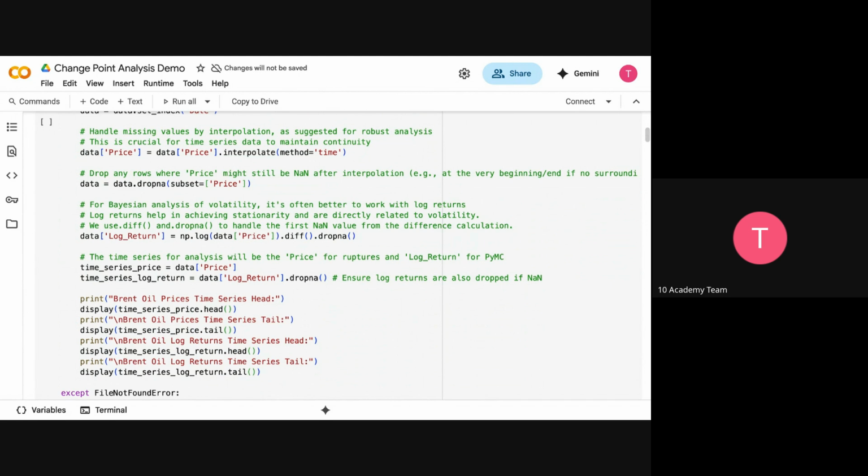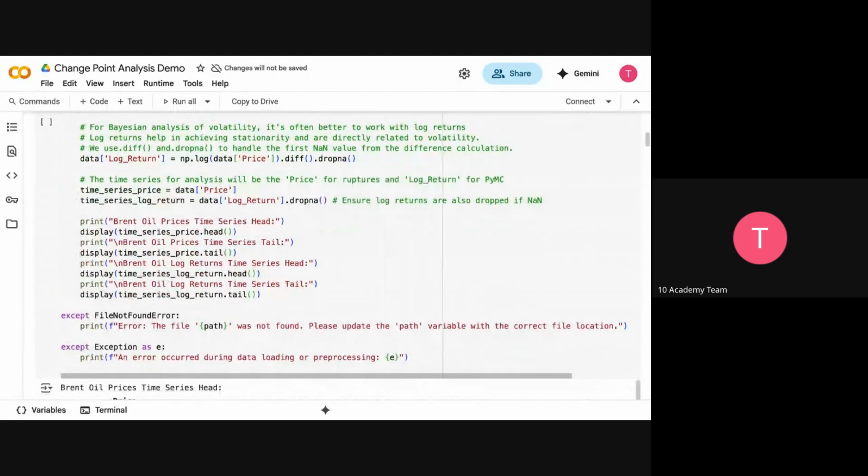For the Bayesian, tomorrow of course you're going to have the details. For the Bayesian method, it's very good to have the log values or the log returns of the data. For that, I just used the log value of the price, and if there is a null, I will just drop it.